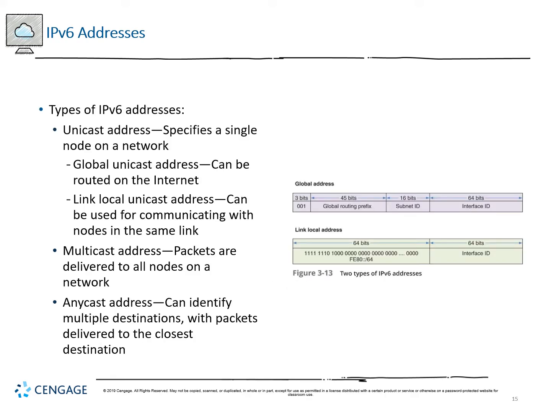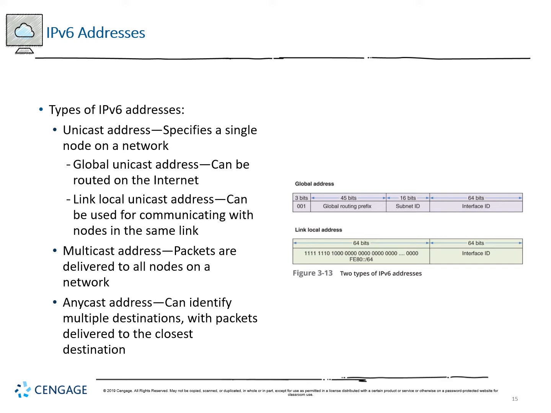So there are 3 different types of IPv6 addresses that we talk about: unicast, multicast, and anycast. There's also what's called broadcast addressing, but we don't talk about it so much with IPv6. IPv6 unicast specifies a single node on a network, and this can fall into 2 categories: the global unicast address, which can be internet routed, or the link local unicast address, which is only for communicating with its neighbors.